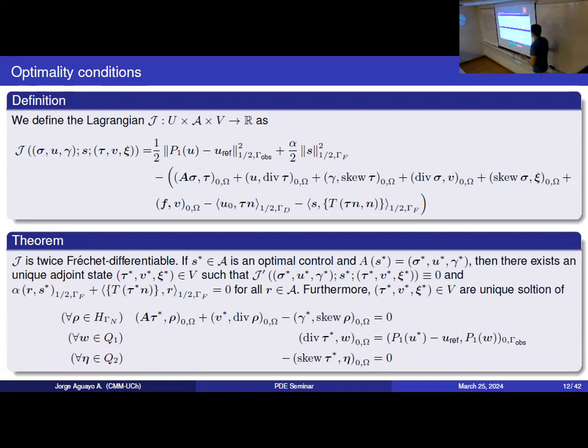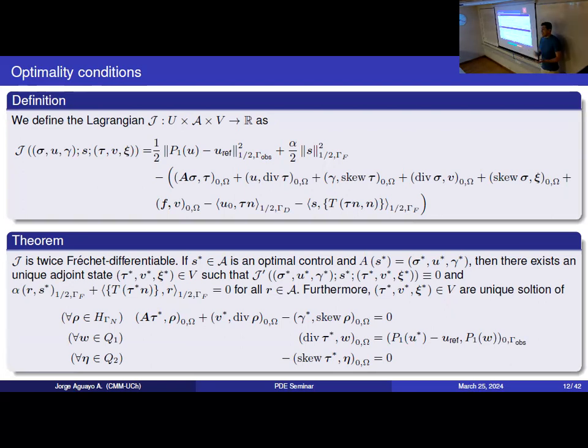Obviously, we need to define a Lagrangian. It's a very big expression. We can obtain the classical adjoint equation for the problem. And first order and second order optimality conditions are very simple.